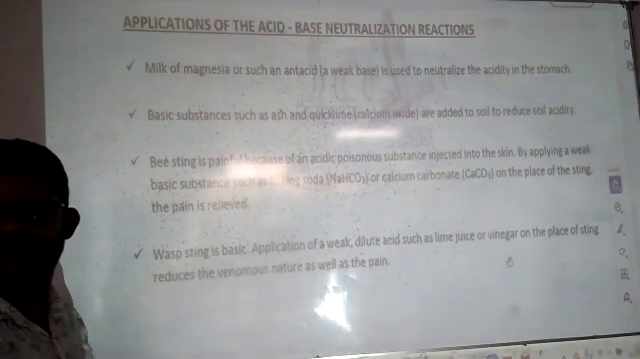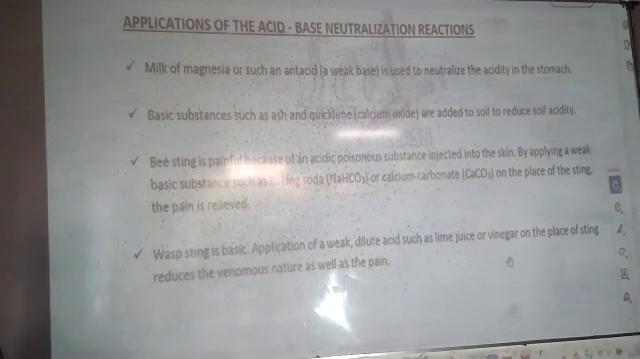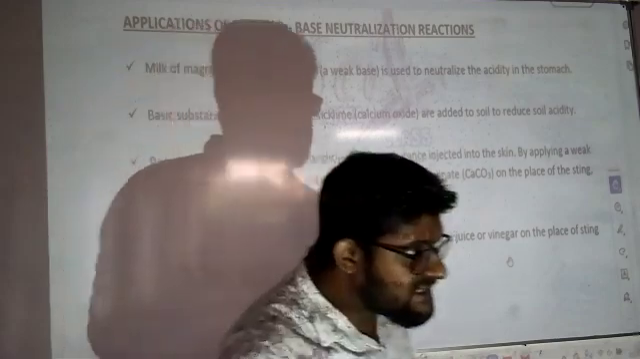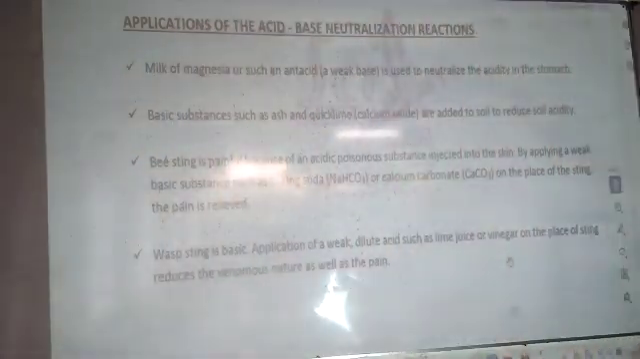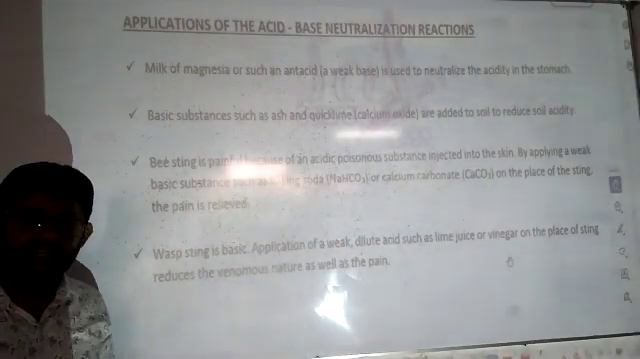Right. Some examples are there for these applications, where we use milk of magnesia and antacid for acidity. Against the acidity in the stomach, we are using milk of magnesia, magnesia suspension. This magnesia suspension is a weak base. So when you add this weak base, acidity will be neutralized. So you can't take a strong base.